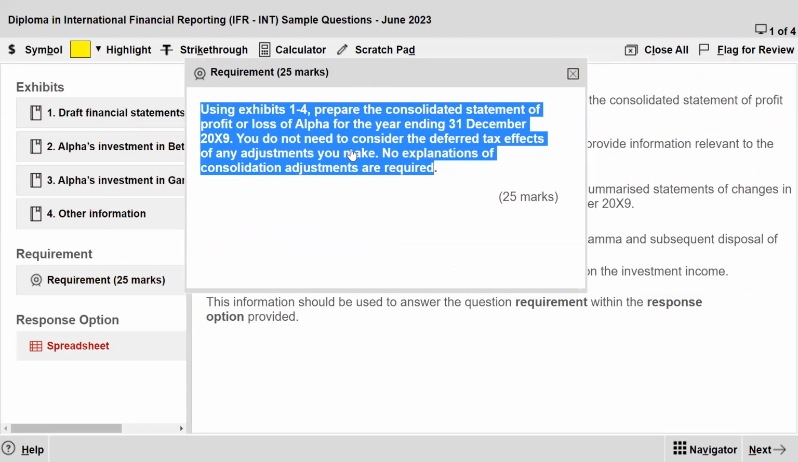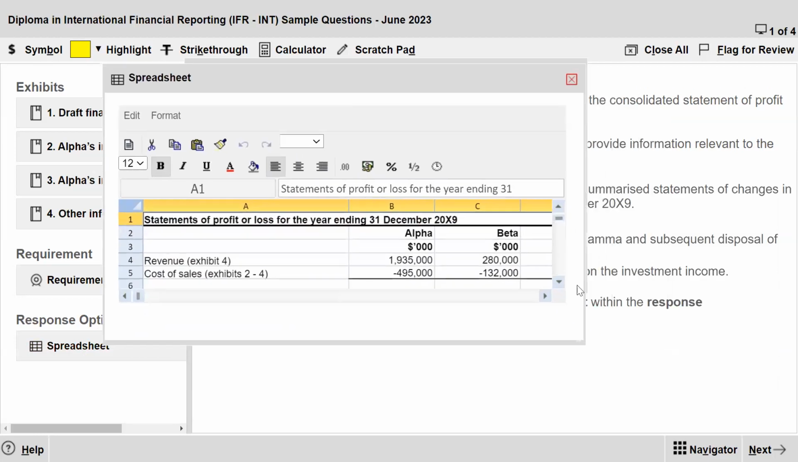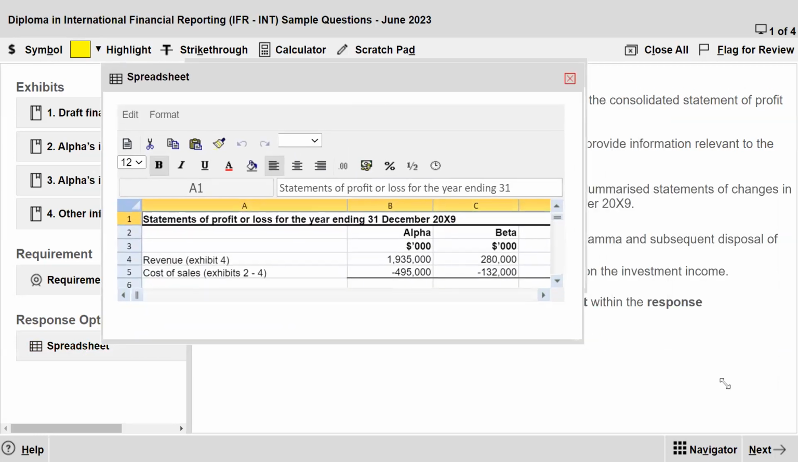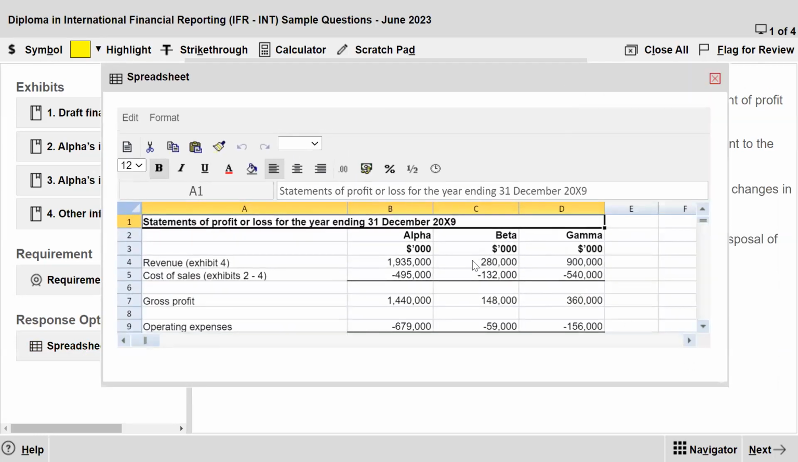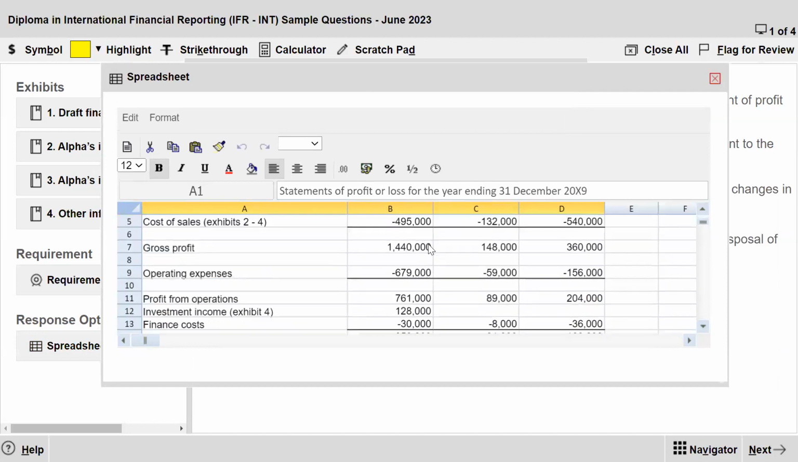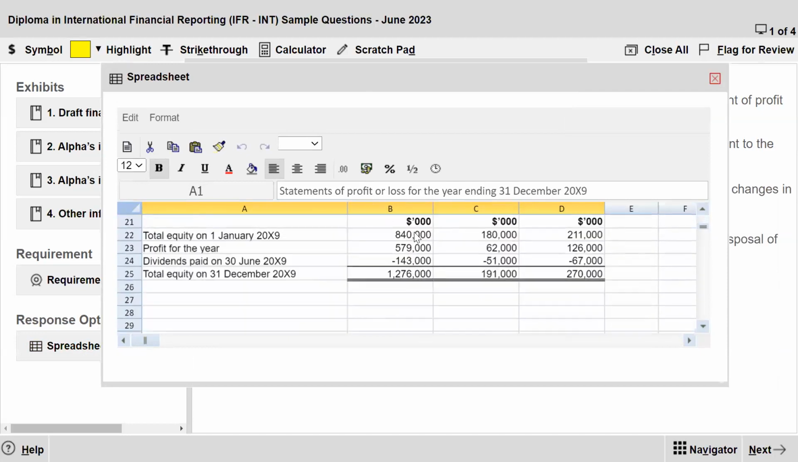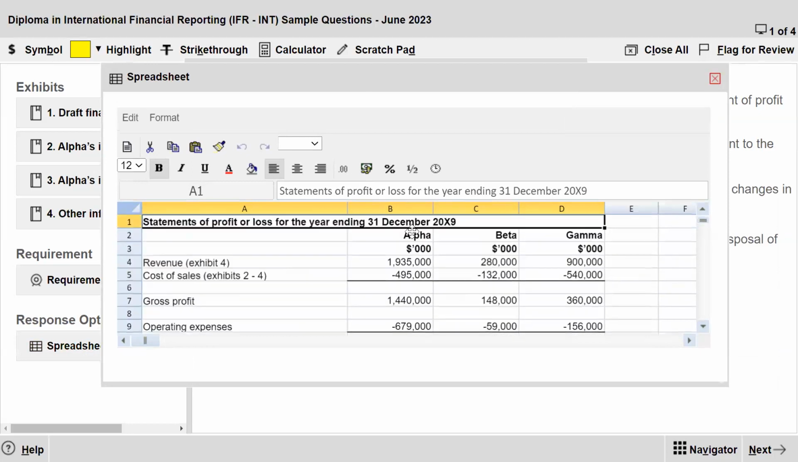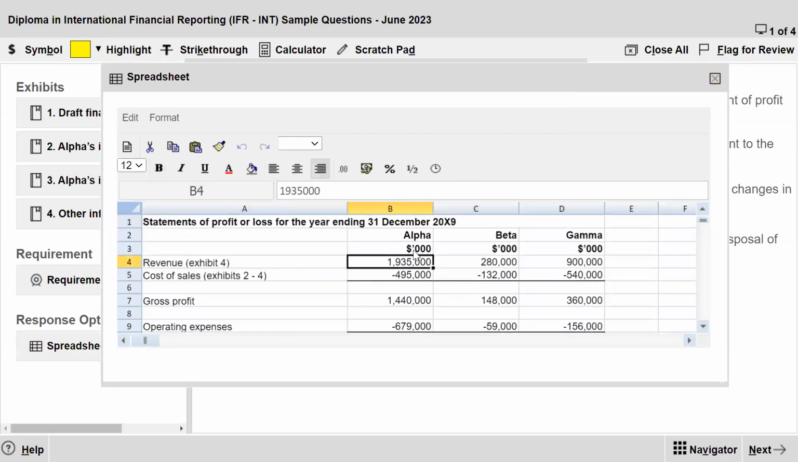Let's just have a look at the spreadsheet that is given to you people in the examination. If you look at the spreadsheet, what's actually going to happen is that the spreadsheet that is given is already a pre-populated spreadsheet. It already has got a lot of information. So that is what is given to you people.